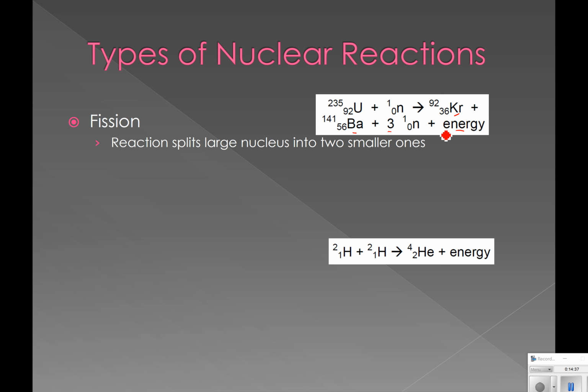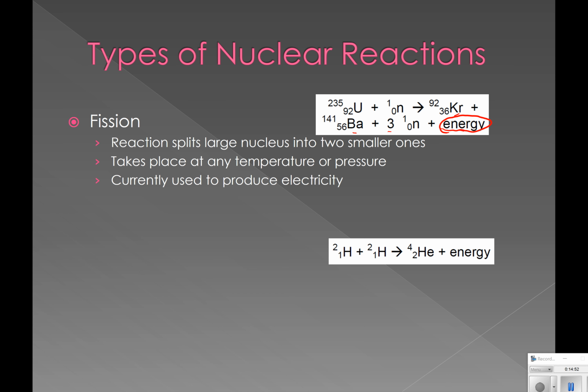And the biggest thing with this reaction is the amount of energy that it produces. Now this reaction can take place at any temperature or pressure. It doesn't require any large temperature or vast pressures in order to happen. We currently use this in our nuclear power plants to produce electricity using a different isotope of uranium, which is going to have to be mined from the Earth. It is very abundant in the crust of the Earth, as we know.